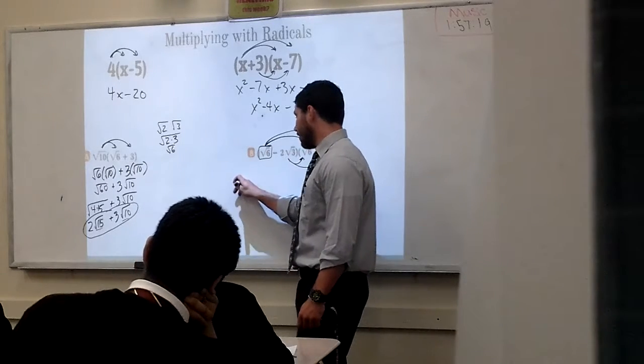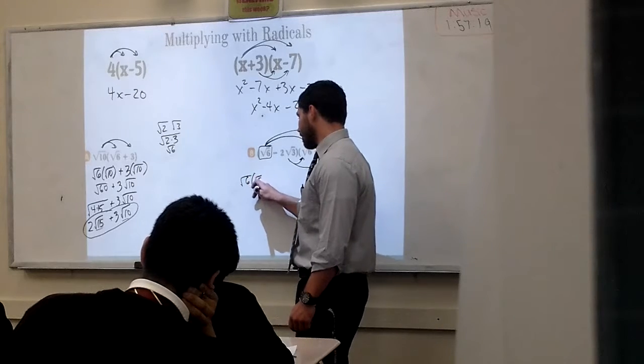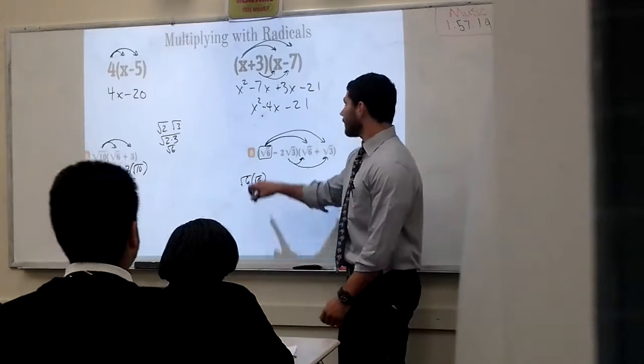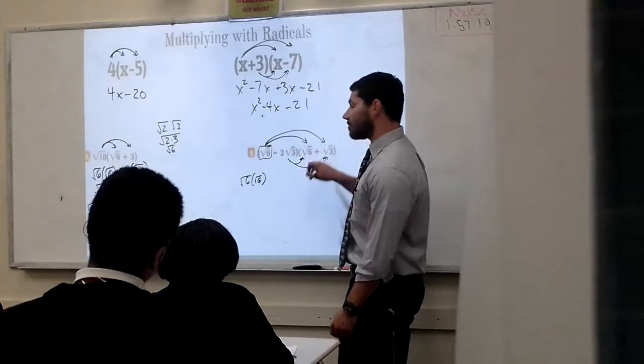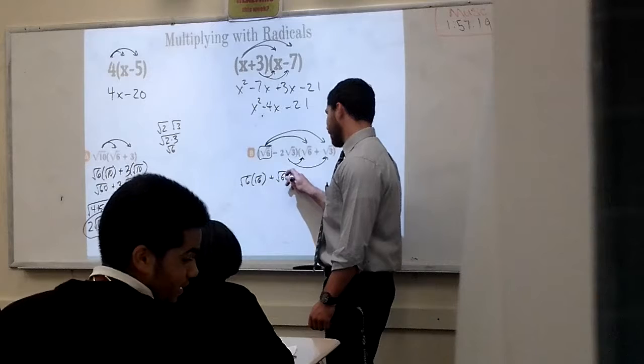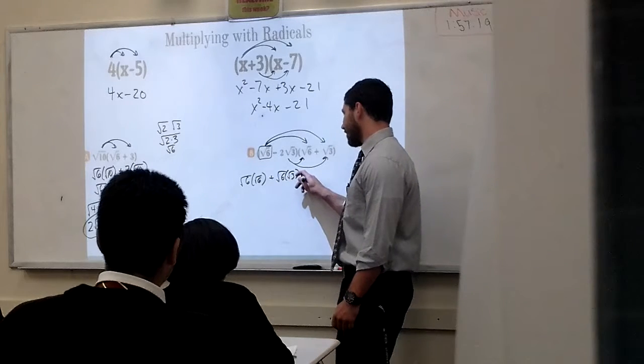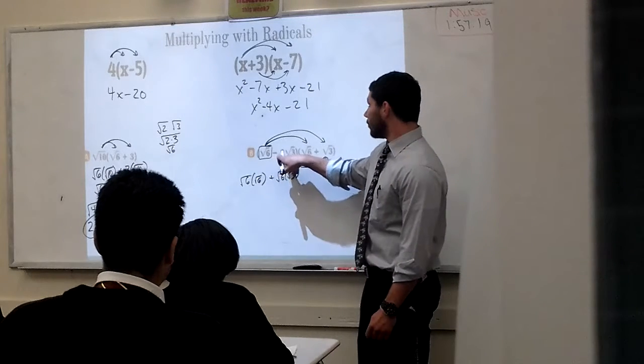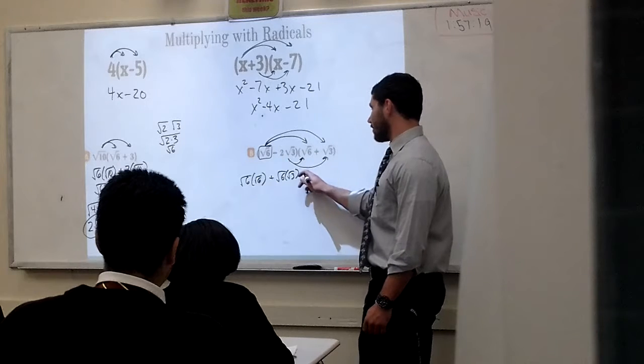So I'll write everything out. We got the square root of 6 times the square root of 6. Then we have the square root of 6 times the square root of 3. I'm going to write it out before we do everything else. Wait, isn't that 6? Square root of 6 times square root of 3. You're absolutely right, we'll get there though. And then we do negative 2 square root of 3 times the square root of 6.